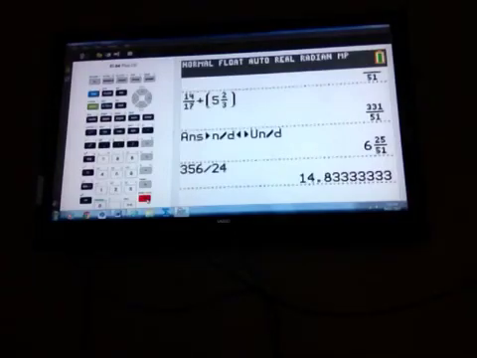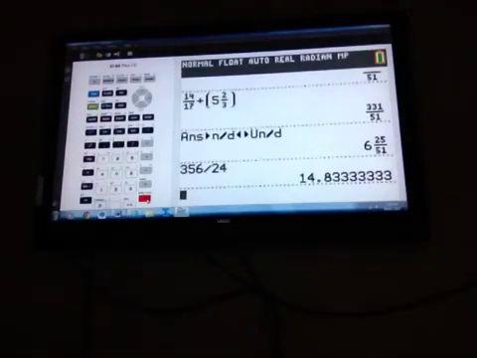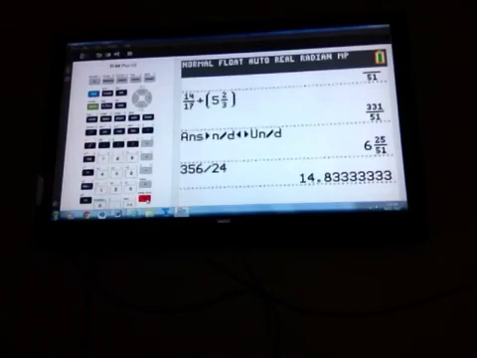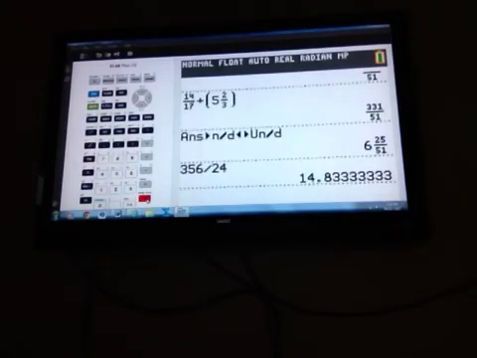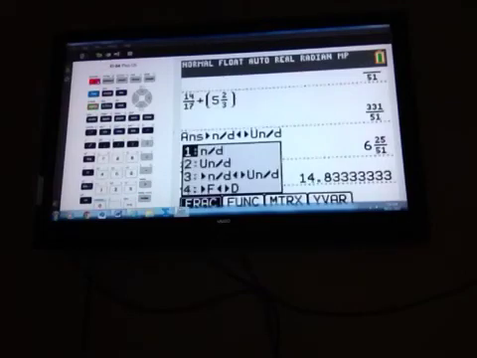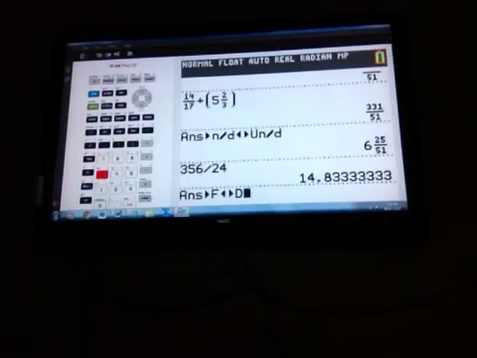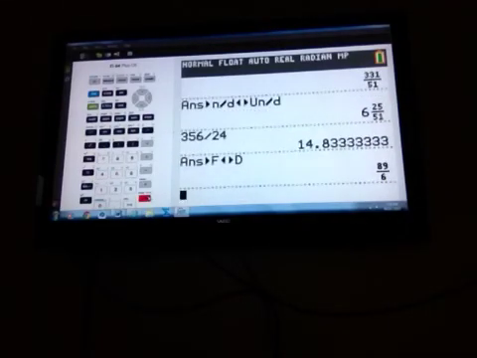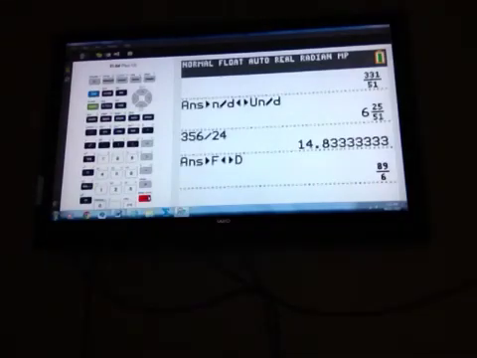So this is where you do the fraction functions again. Number 4. You're going to use this more often than you know. So I'm going to go to alpha y equals, and then number 4 is the conversion. Fraction to decimal, decimal to fraction. So I press number 4 and then enter, and there's my answer, 89/6. So it reduces it for me to its simplest form. So no answers can be left with a repeating decimal.